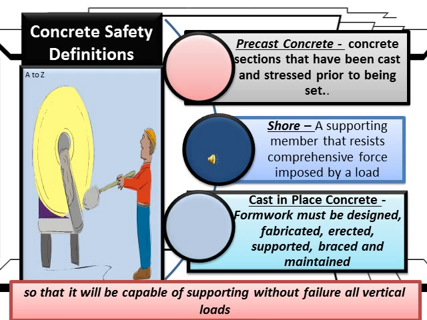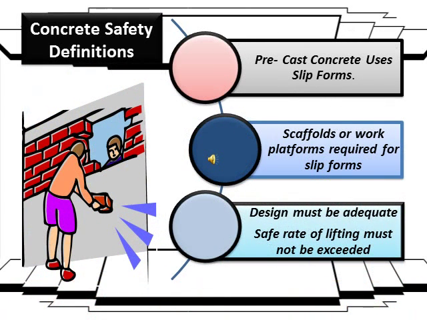Cast-in-place concrete. Formwork that must be designed, fabricated, erected, supported, braced, and maintained so that it will be capable of supporting without failure all vertical loads. Precast concrete uses slip forms, scaffolds or work platforms required for slip forms. Design must be adequate, and the safe rating of lifting must not be exceeded.